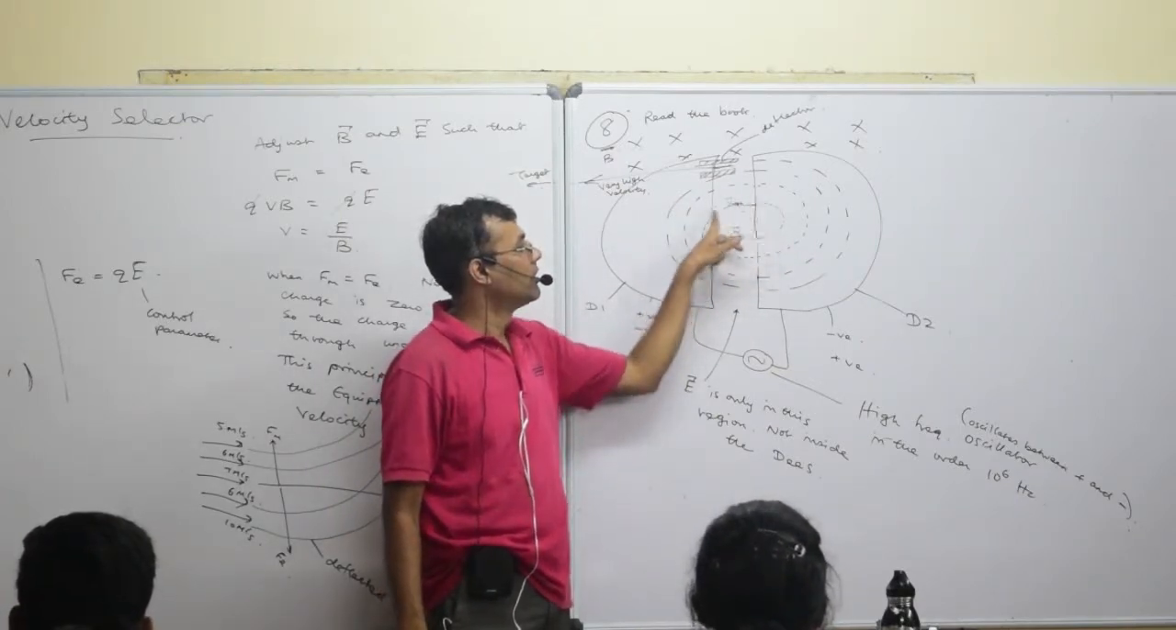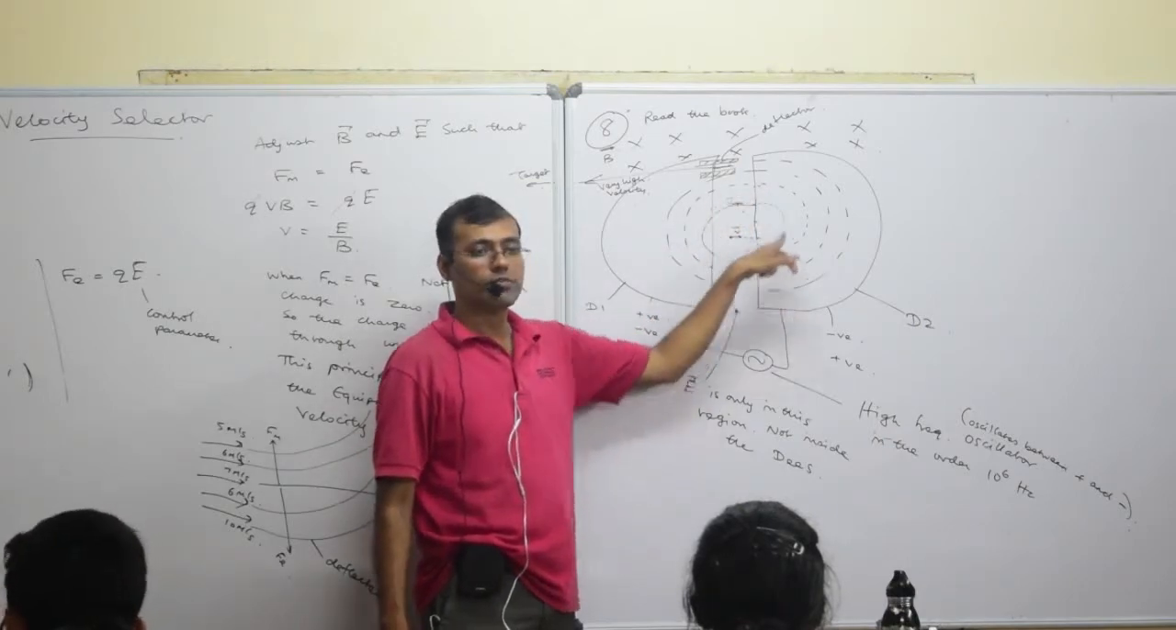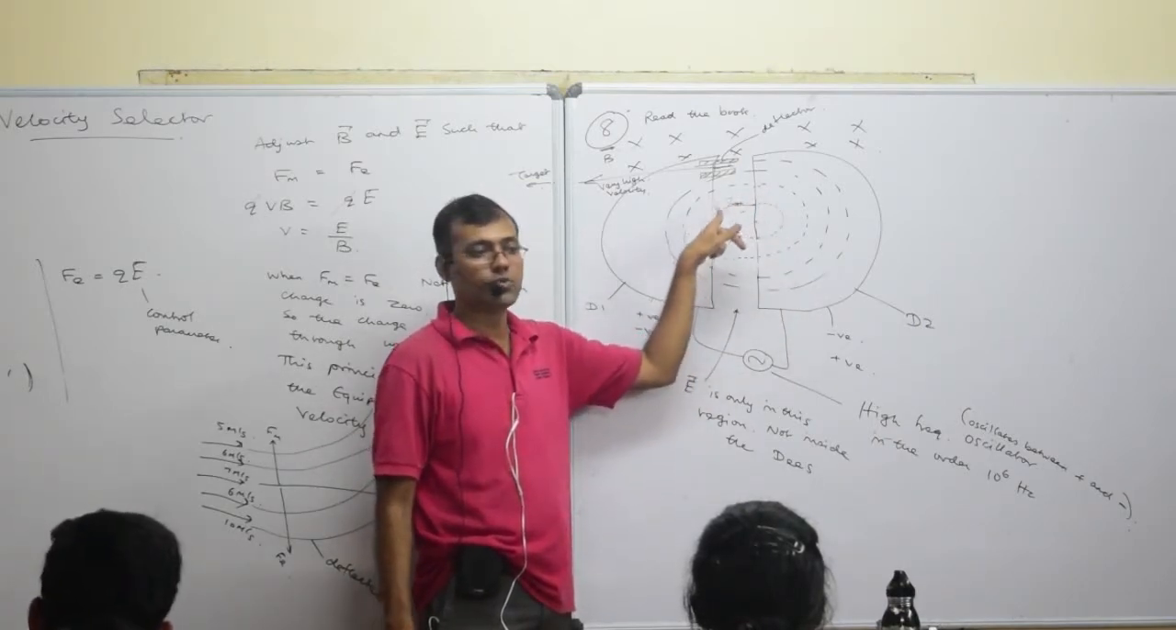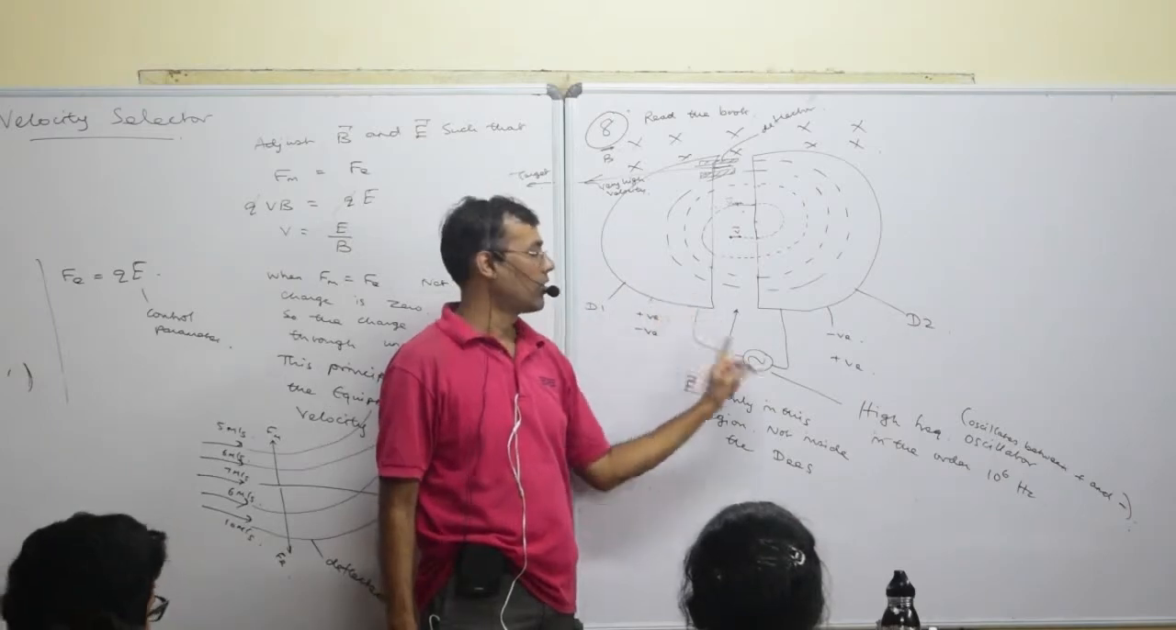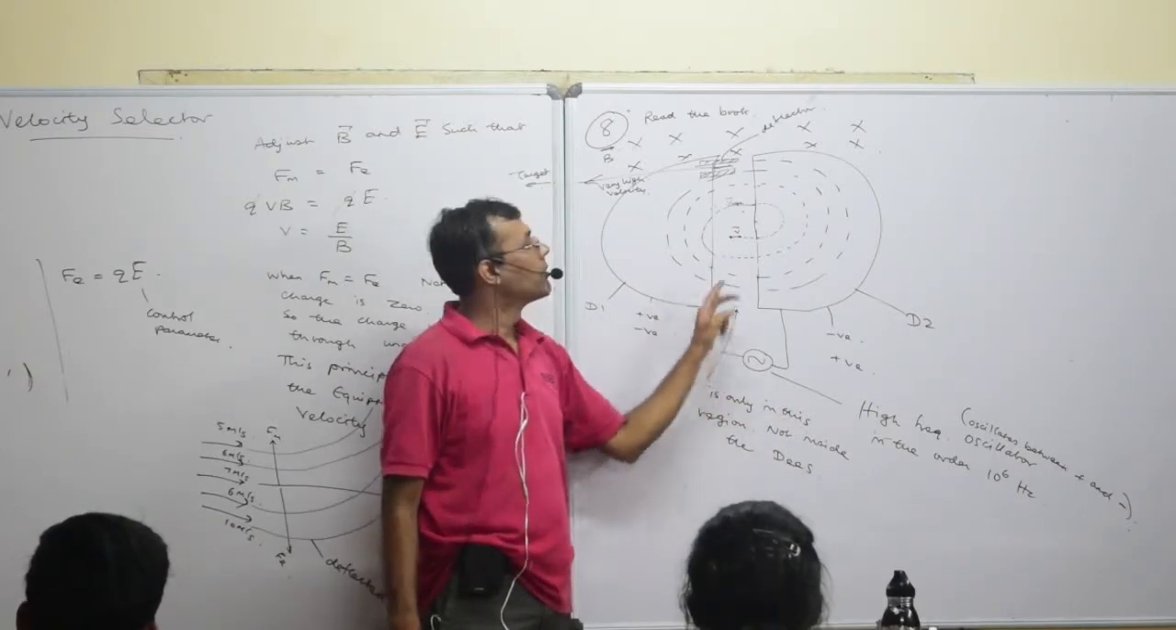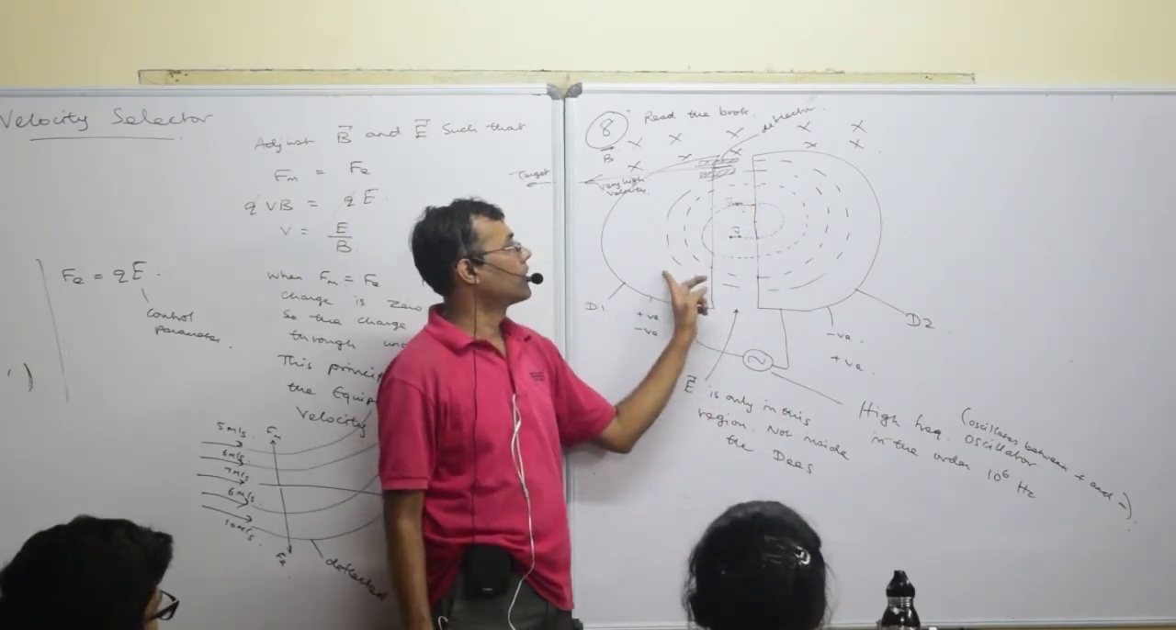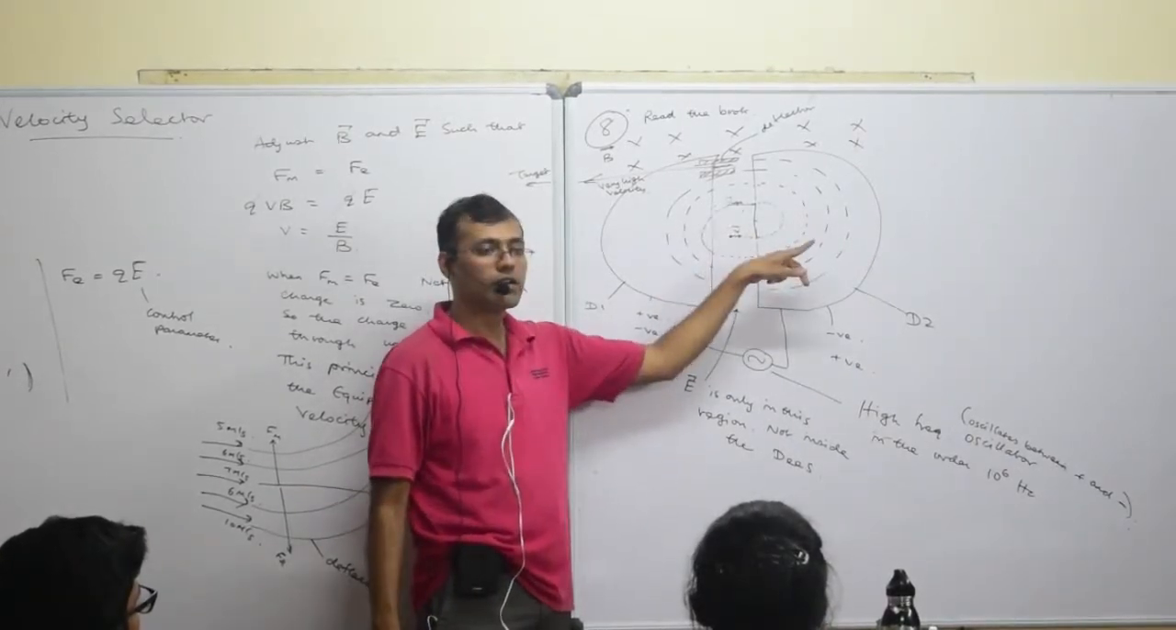So meaning the frequency of this particle going around this circle should be equal to the frequency of this oscillator, right? By the time it comes out here, if this is not minus, if this is plus, it's going to get repelled.